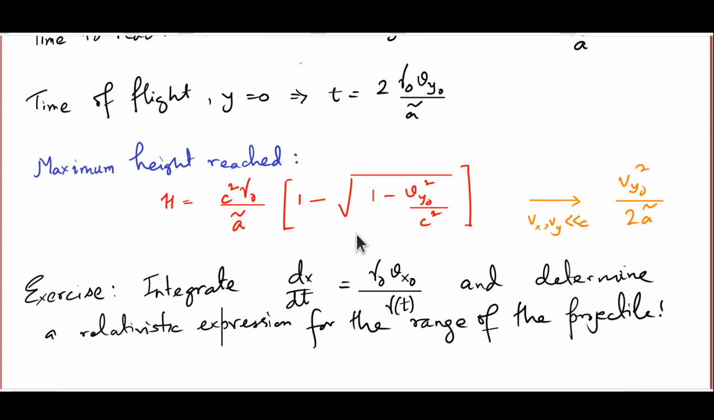Hence, and given the fact that time of flight has also increased because of the extra factor of gamma 0, coupled with this additional velocity in the x direction, we expect the range to be larger. It is an interesting question to examine how much larger and compare the relativistic result with the non-relativistic one. I will leave that as an exercise for you.